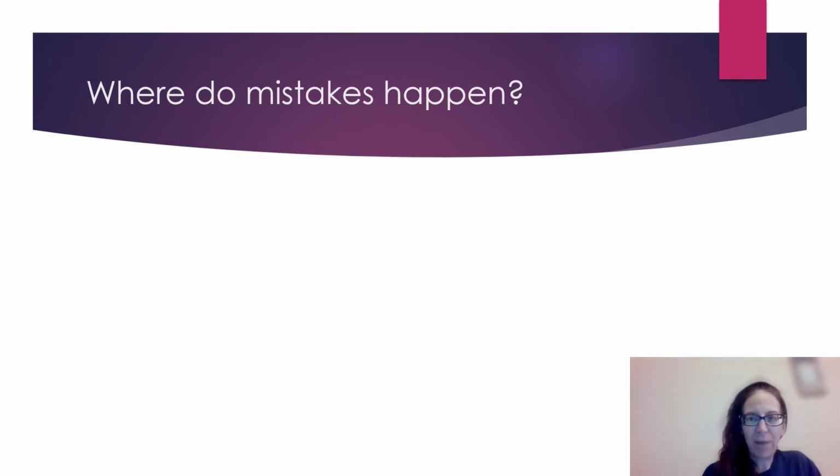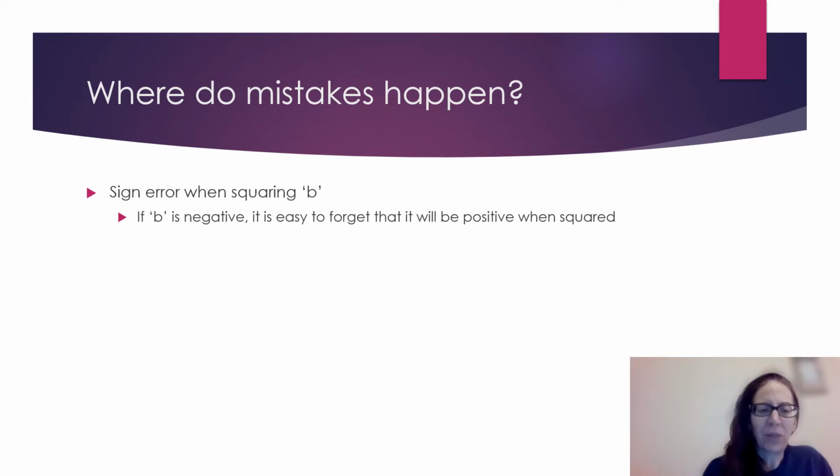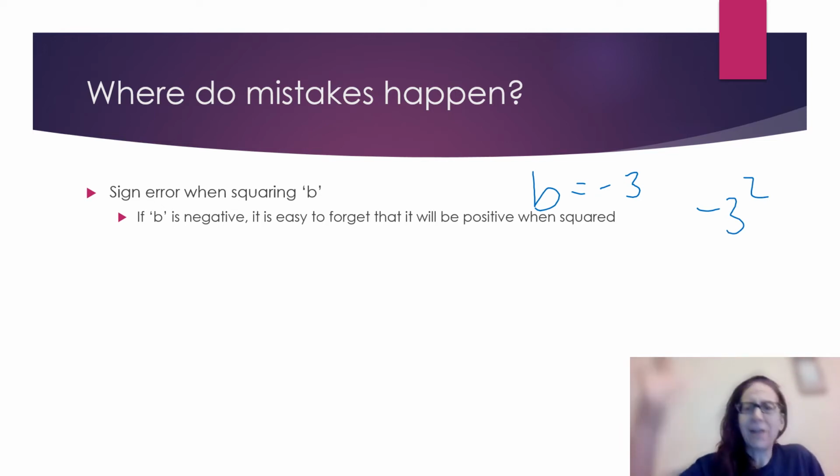Where do mistakes happen? So when you are dealing with the quadratic formula, where does stuff go wrong? So here's the top mistakes. A sign error when you're squaring the b, okay? And I mentioned earlier that if b is negative, we'll just say -3, what a lot of students will do is they'll do that. They'll be like, -3 squared, except that is wrong. And if you put that into your calculator it's going to spit out the wrong answer, but you're not going to know it's wrong because you're going to think it's right.